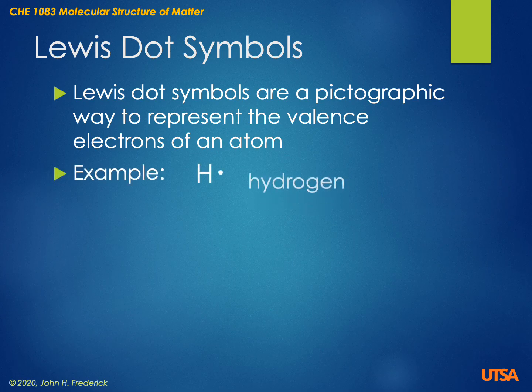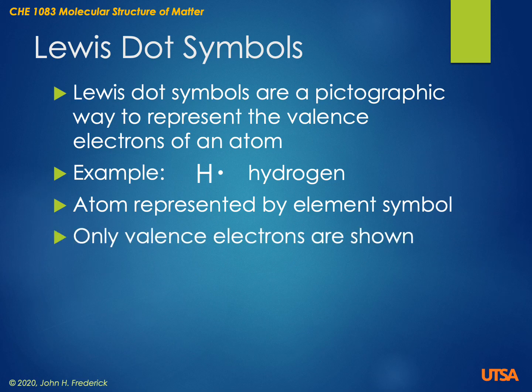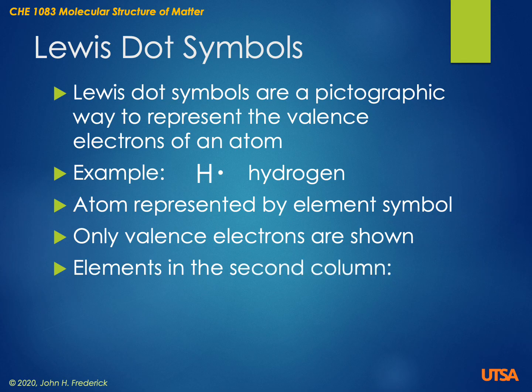Simplest example is hydrogen. This is the Lewis symbol for hydrogen. It is the chemical symbol H with a single dot drawn. The dot represents the electron in hydrogen. So the atom is represented by an elemental symbol. Only the valence electrons are shown. Now, hydrogen only has one electron, so you're seeing all of the electrons, but in other ones, you'll only see the valence electrons. So let's look at the second column.